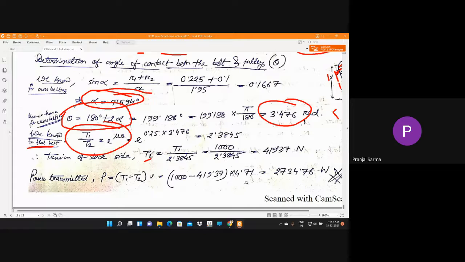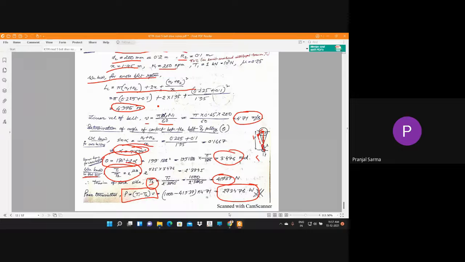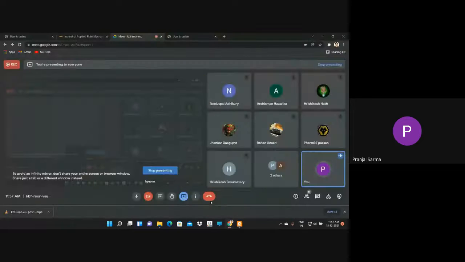So we'll be able to find out T2 here. T1 is already known. So T2 is 419.37 Newton. And after that it is very simple. If we need to find out the power transmitted, P is already found out. T1 and T2 we have just found out. So just put those values in the given expression and find out the maximum power that can be transmitted. This comes out to be 2734.761. Okay, so have you understood?